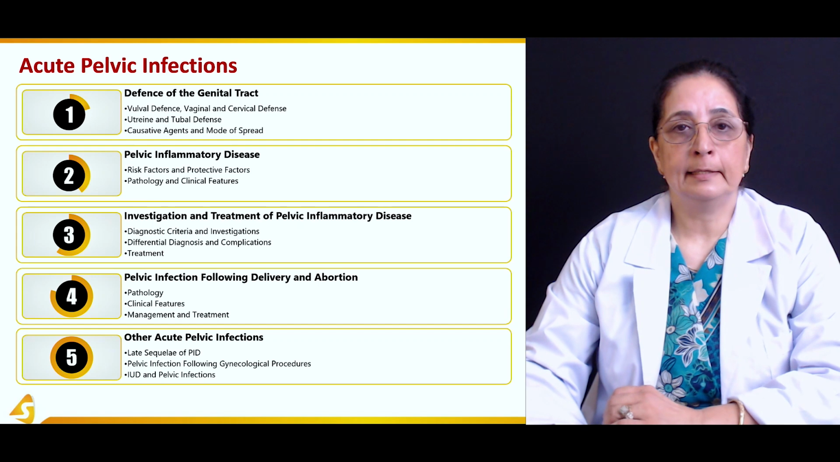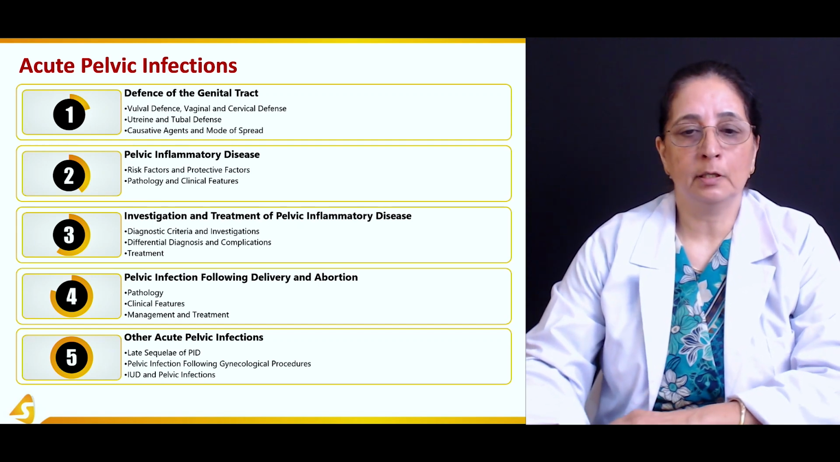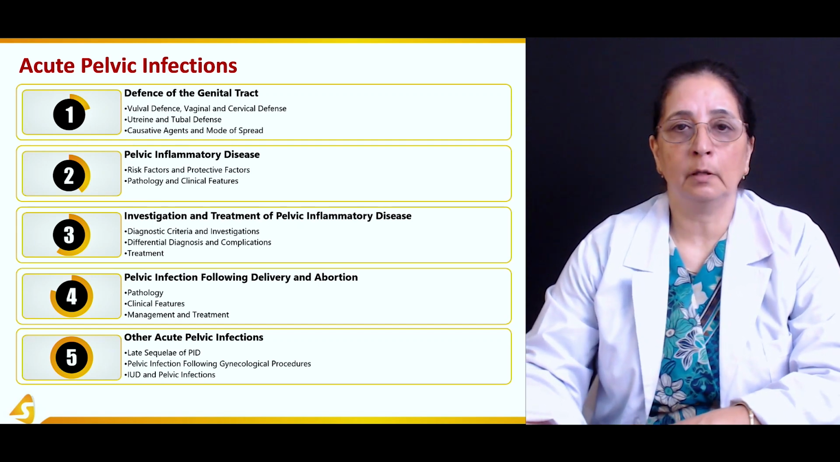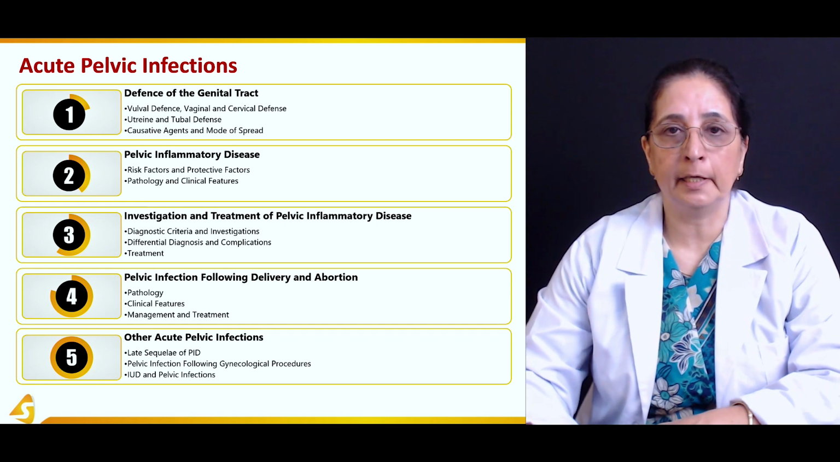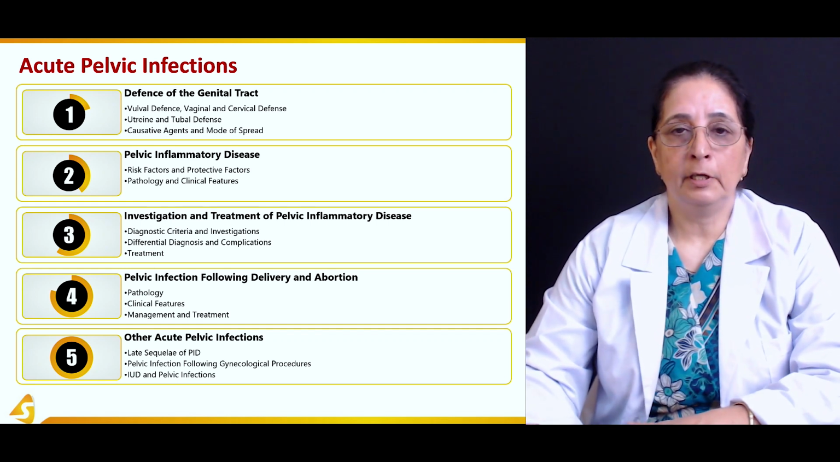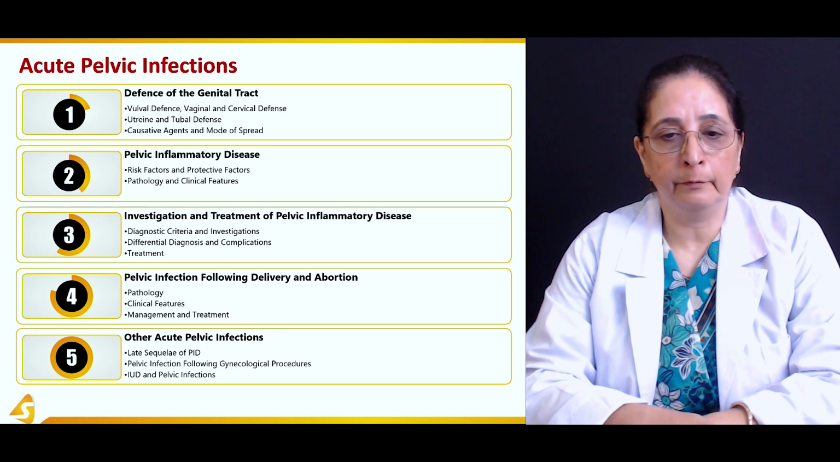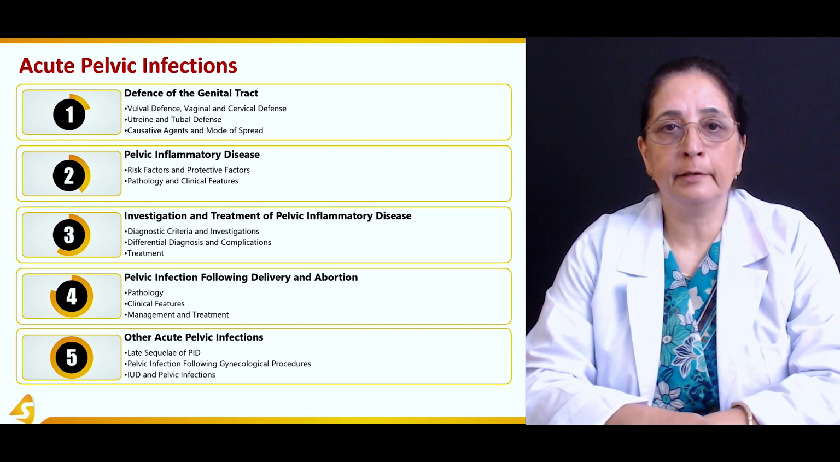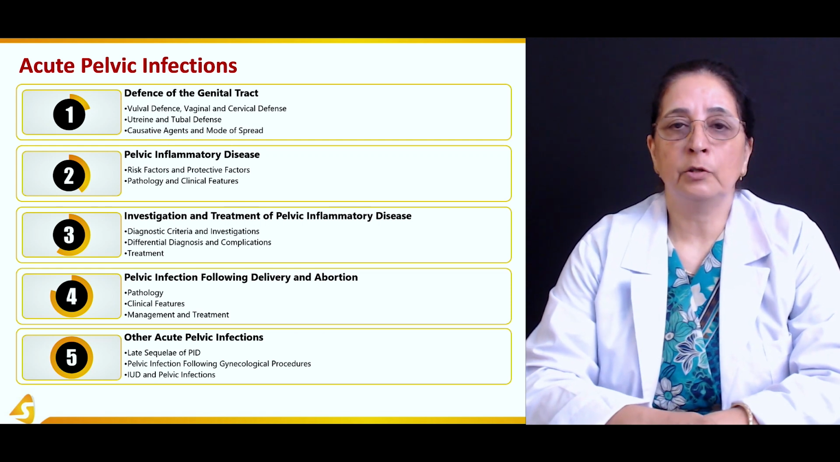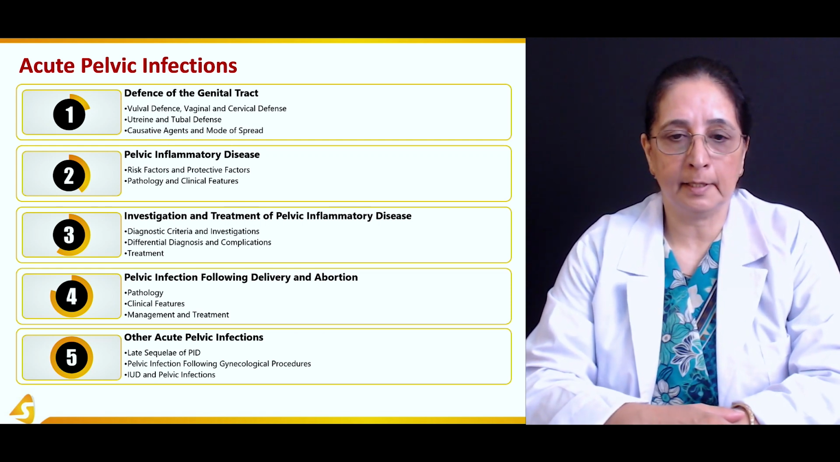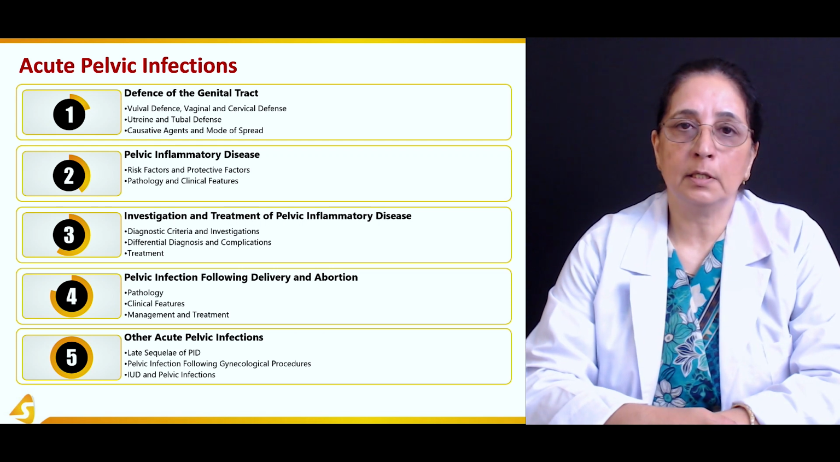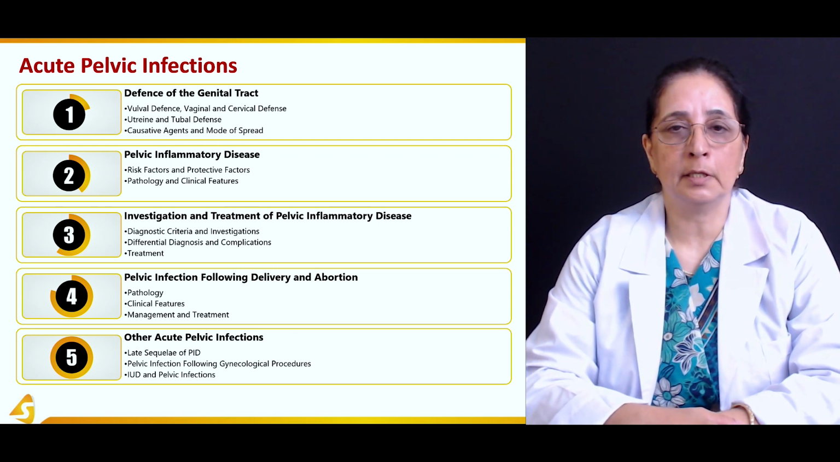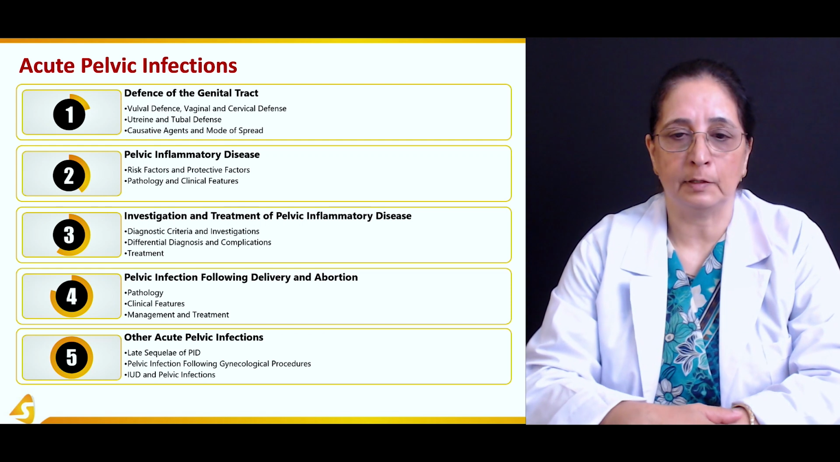We divided this lecture into 5 sections. In the first section, we will talk about the defense of the genital tract, in which we will talk about the vulval defense, vaginal and cervical defense, and then also uterine and tubal defense. What are the different causative agents and what's the mode of spread of infection?